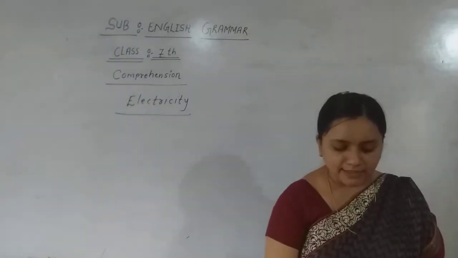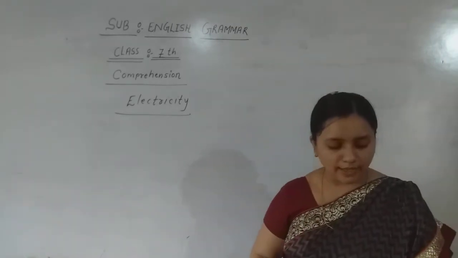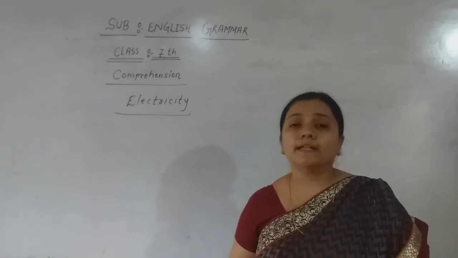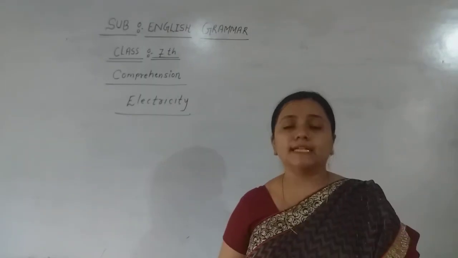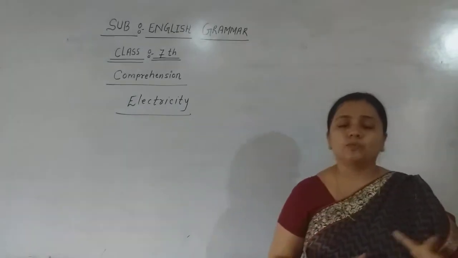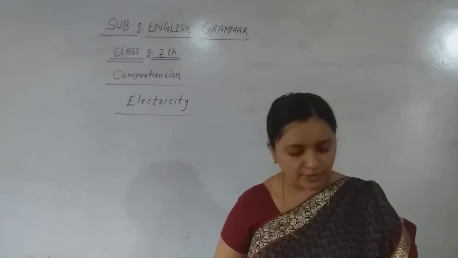Then the electricity flowing along a wire is called an electric current. The electricity which is flowing along a wire is called an electric current. उसे क्या कहा जाता है? Electric current. The electricity which is flowing along the wire, जो wire के साथ electricity flow होती है, it is called an electric current.